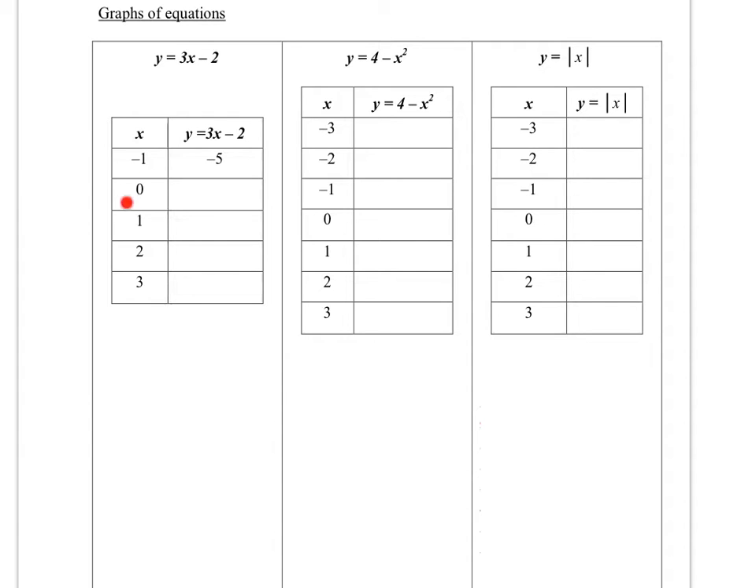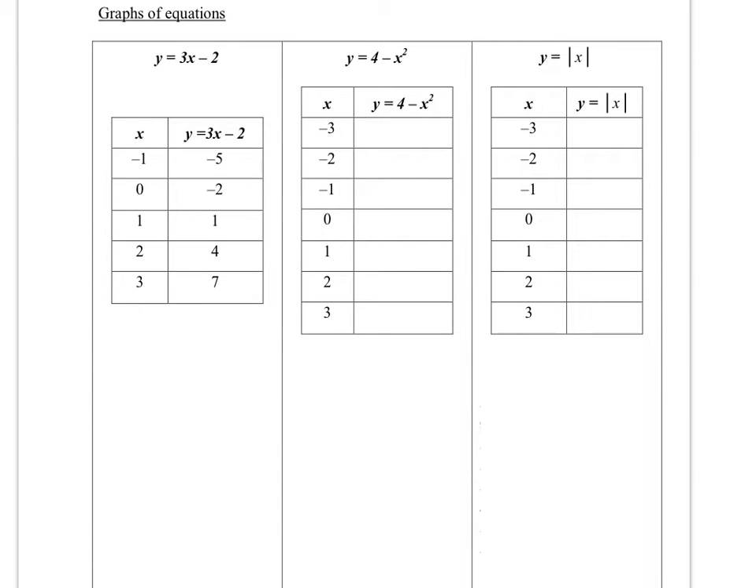And in the same way, if you put 0 into this equation, 3 times 0 is 0, 0 minus 2, well, that should give you -2. And the same thing applies for the other numbers here. Now, so what? What this makes is the x-coordinate and the y-coordinate of a point. So you've got a point here. You've got the point -1, -5.